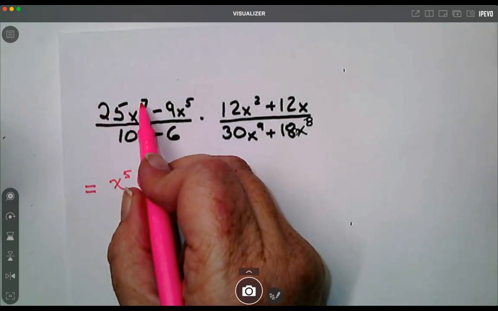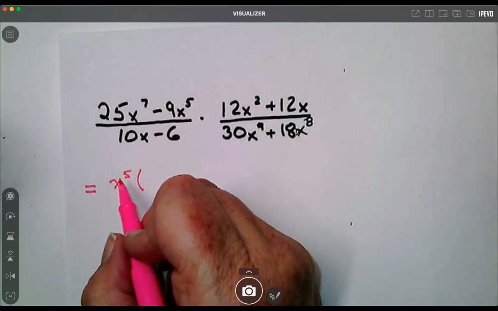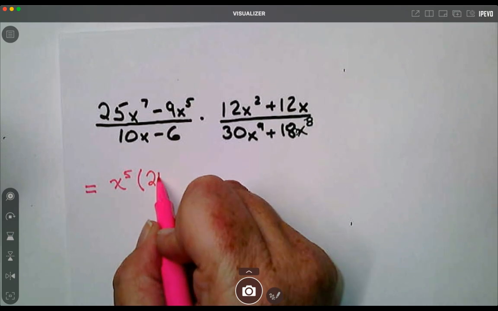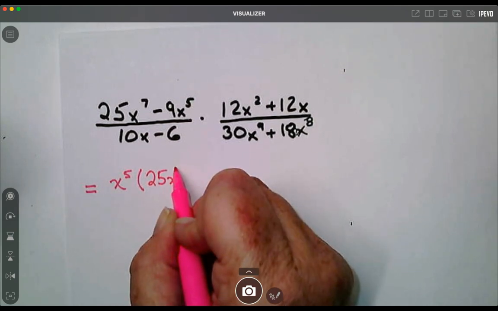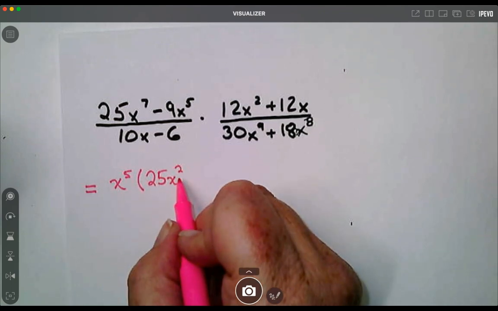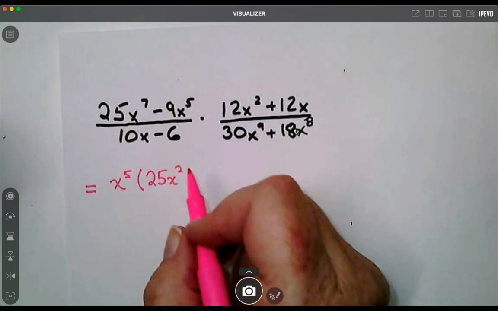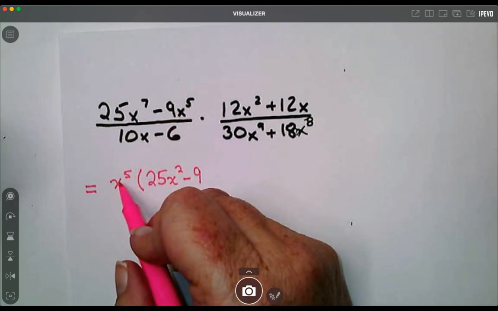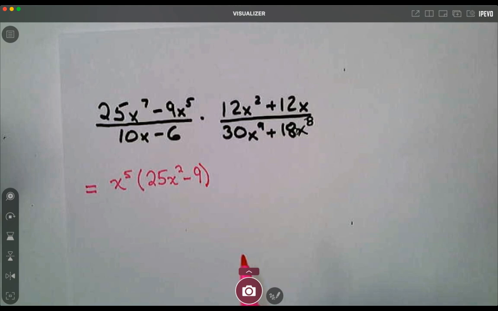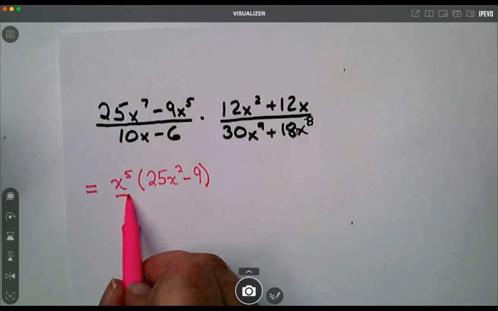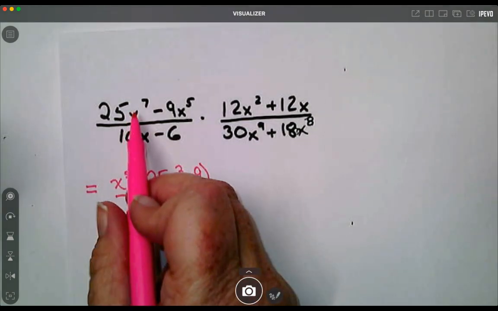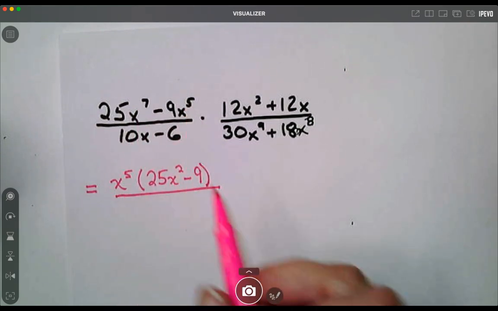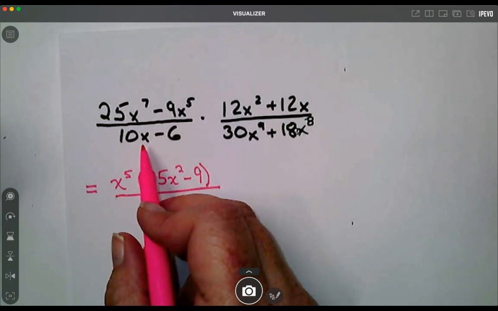If I take 25x to the power of 7 and divide it by x to the power of 5, that means I'm subtracting exponents, and the 25 stays, and I have x to the power of 2. If I multiply these back together, I should get back to where I started. The 9 stays. The x to the power 5 came outside. So that's it. I factored out my greatest common factor. There was an x to the power 5 inside this x7. There's an x to the power 5 right here. Okay, let's look at this denominator.